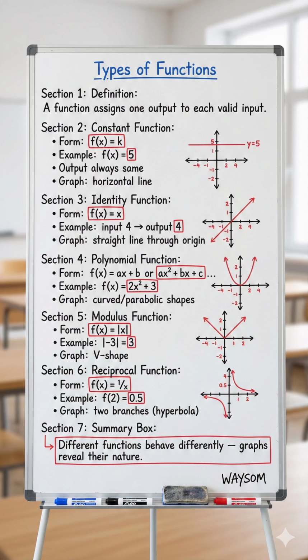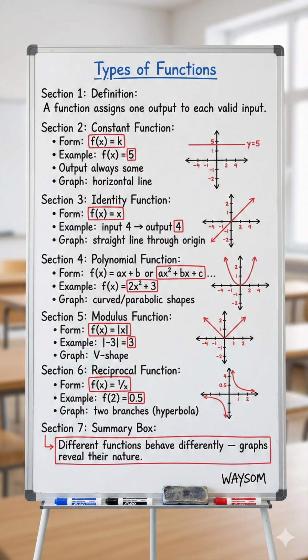Finally, observe the reciprocal function. Its form is f of x equals 1 divided by x. The example shows that for input 2, output is 0.5. The graph has two separate curved branches, demonstrating how values grow very large near 0 and shrink for large inputs.